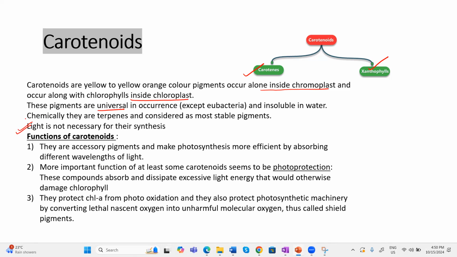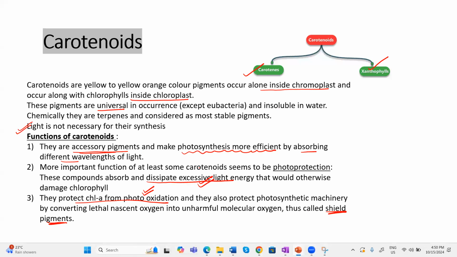These pigments are known as accessory pigments, shield elements, or antenna molecules. They are very, very important. What is the importance of this? They make photosynthesis more efficient by absorbing different wavelengths. They also work as shield pigments. Why do we say so? Because they protect chlorophyll A from photooxidation. Is it clear? They protect from photooxidation, and they also protect chlorophyll by dissipating excessive light energy.